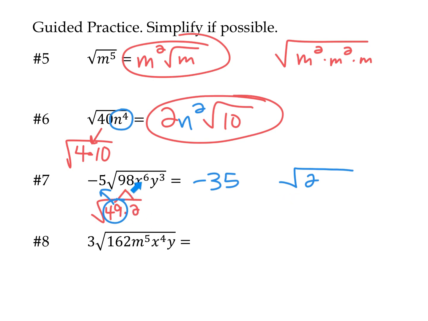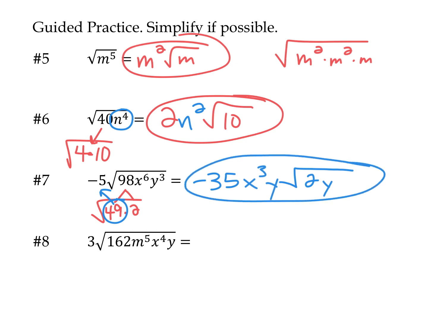Now we look at x to the sixth. So x to the sixth, there's 3 pairs of x's. 6 divided by 2 is 3 exactly, so there's exactly 3 with none left over. X to the third. And then y to the third, the exponent 3 divided by 2, how many pairs of 2's are there? There's 1 pair of y's with 1 left over inside the radical. So negative 35, x to the third y, square root of 2y.